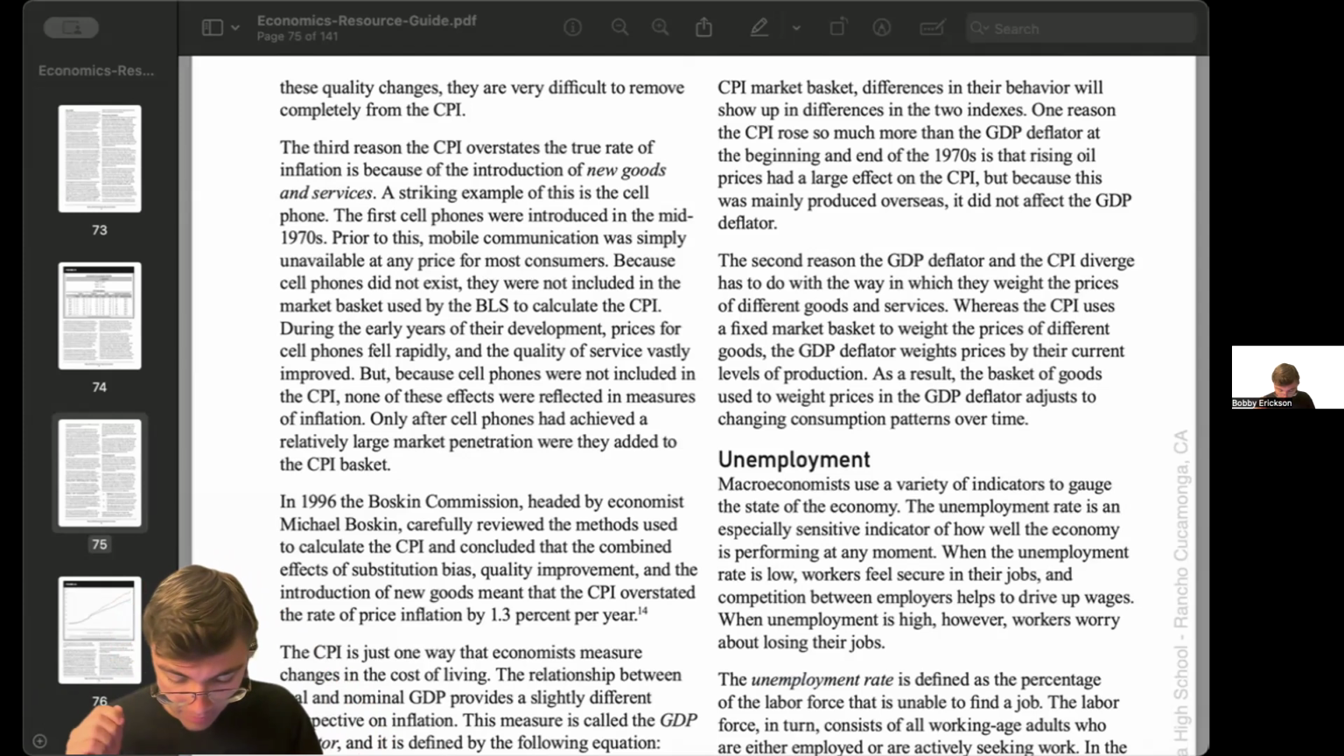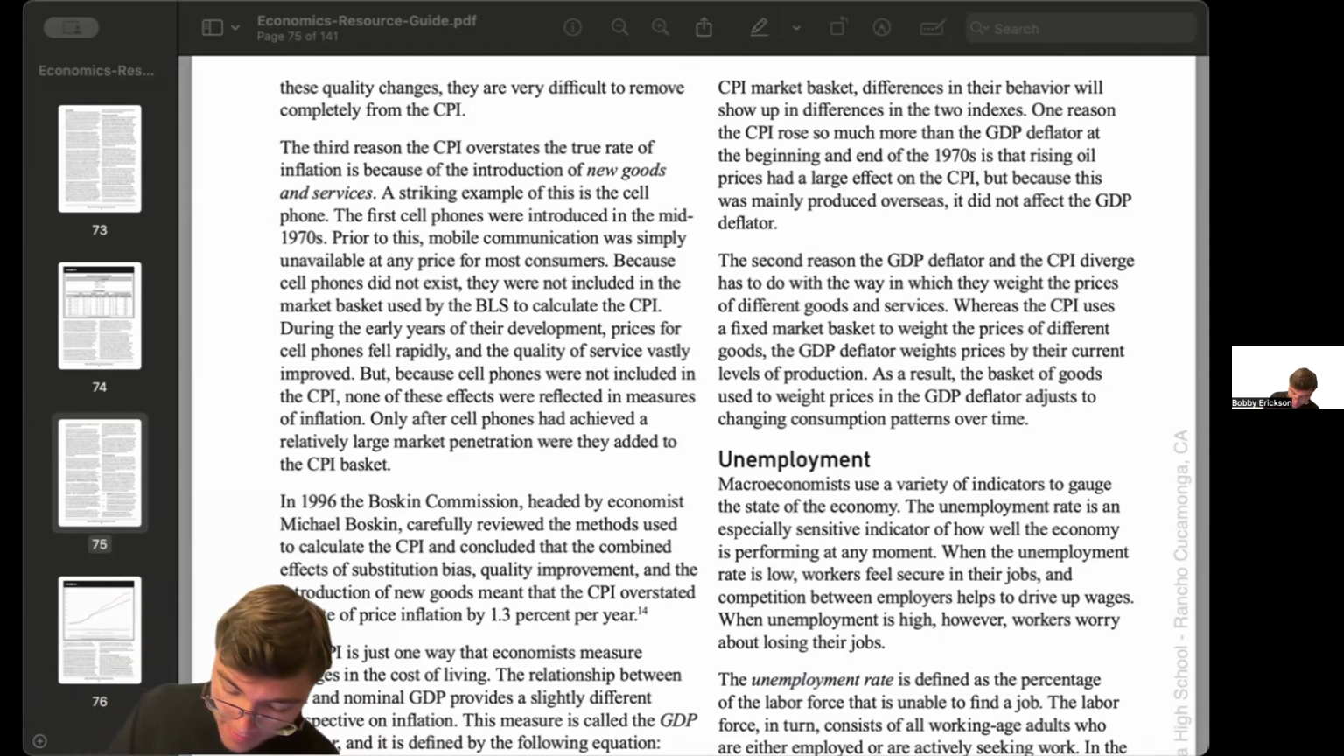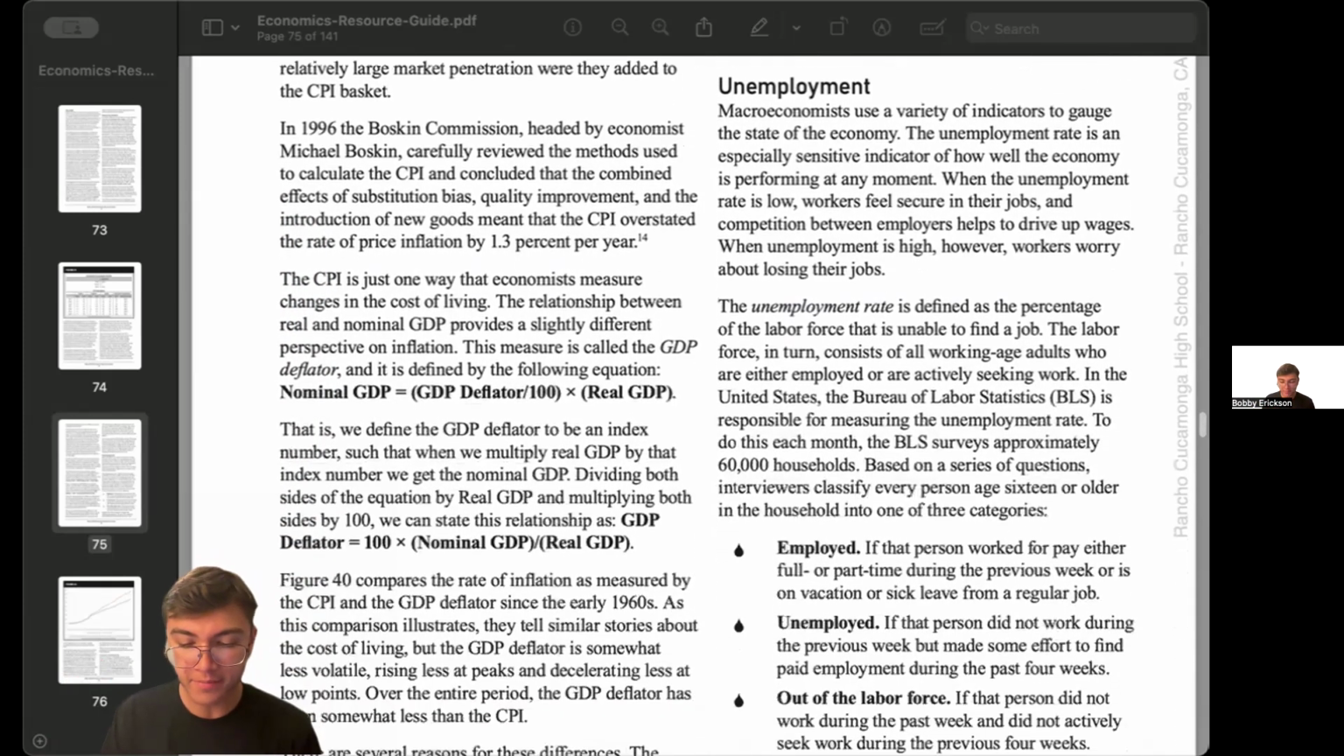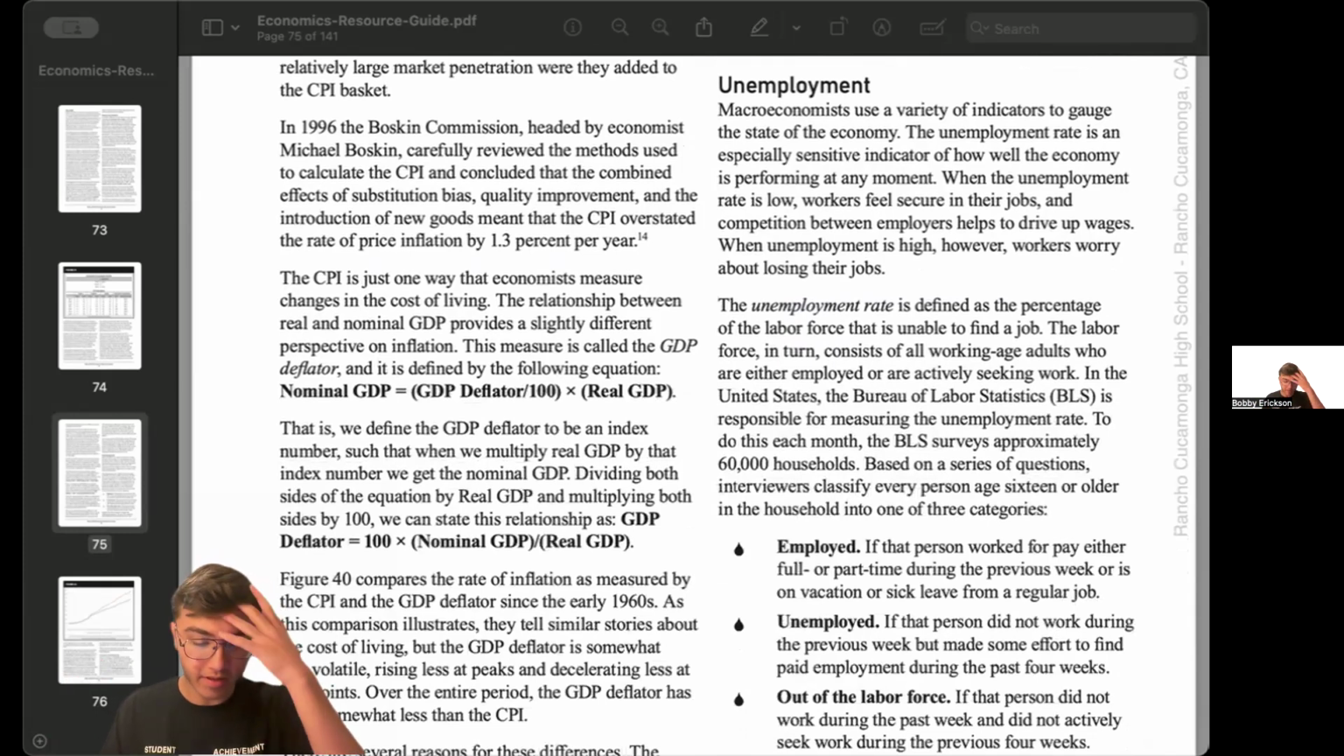Because of this, the basket of goods used to weigh prices in the GDP deflator adjusts to changing consumption patterns over time. So the GDP deflator takes into account more the changing goods that are being consumed, versus just a fixed market basket based on a base year. Okay, so then we get to discuss some unemployment.